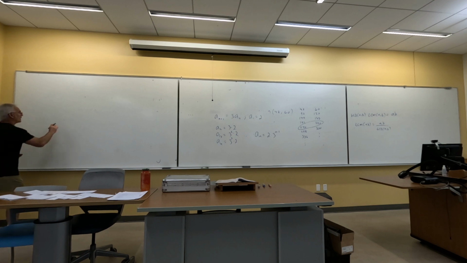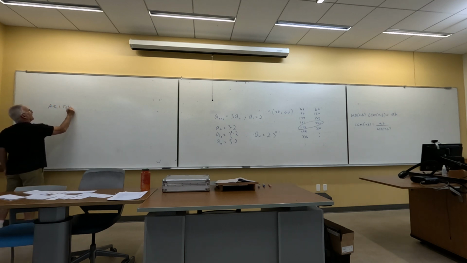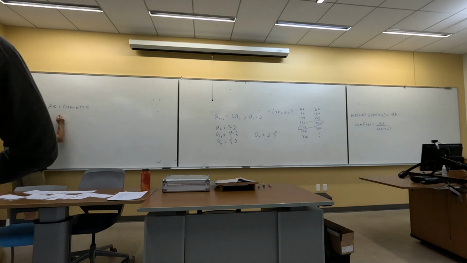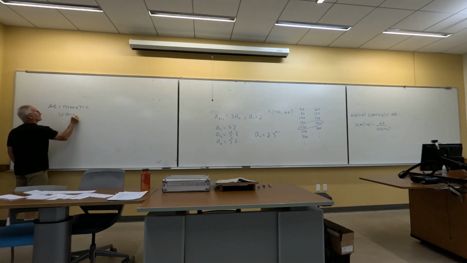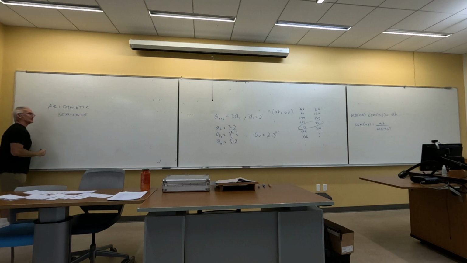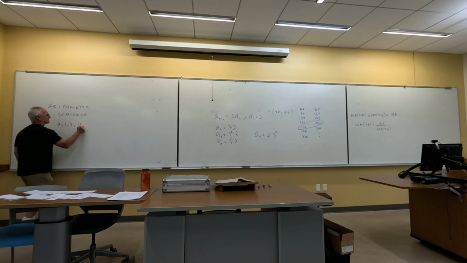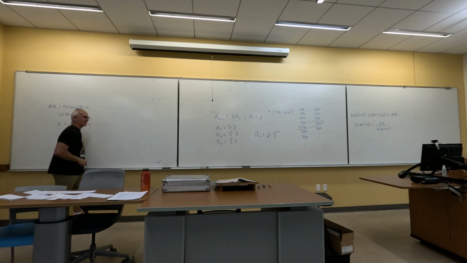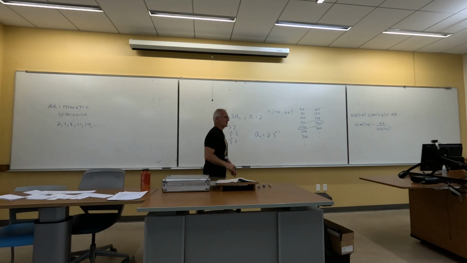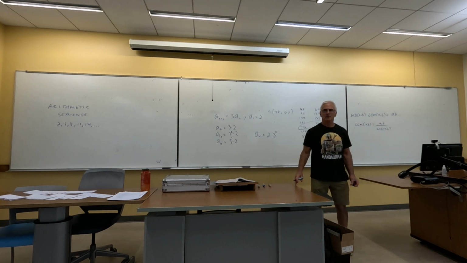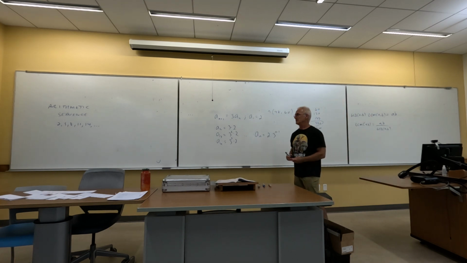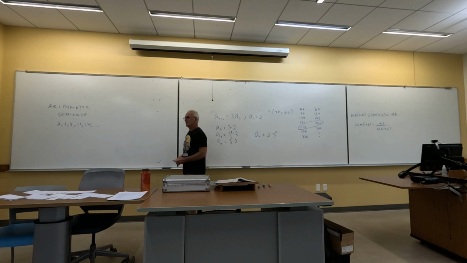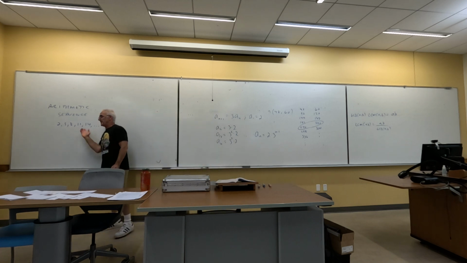So let's start with the simple one, an arithmetic sequence. An arithmetic sequence, we'll start with the answer. 2, 5, 8, 11, 14, forever and ever. Tell me something about this. What's jumping off the page at you? It's increasing by 3. I'm adding 3 to every term. That's what makes it arithmetic.